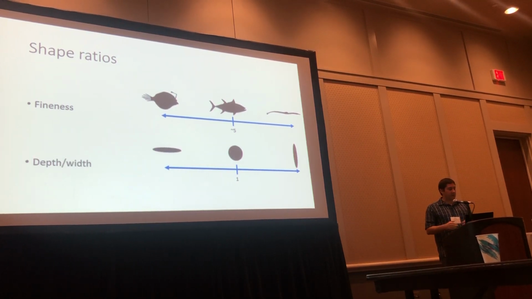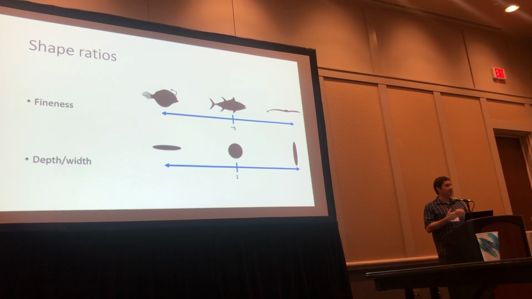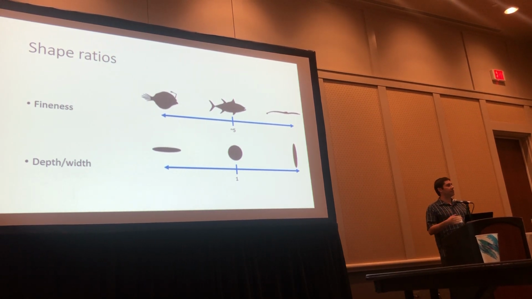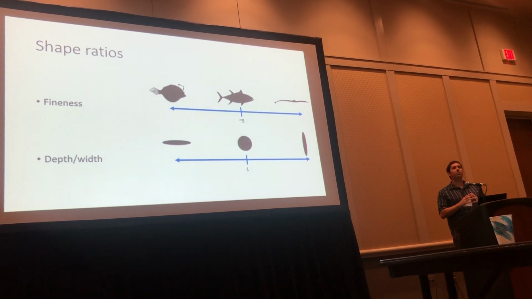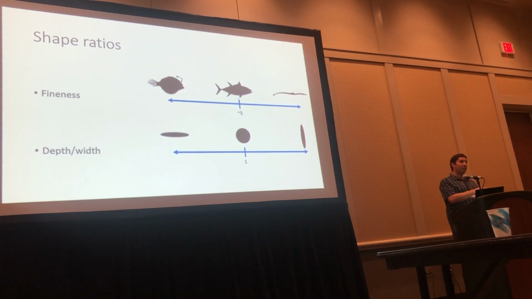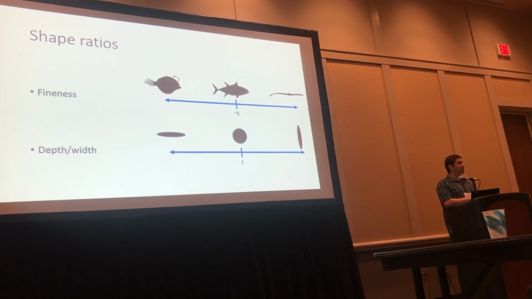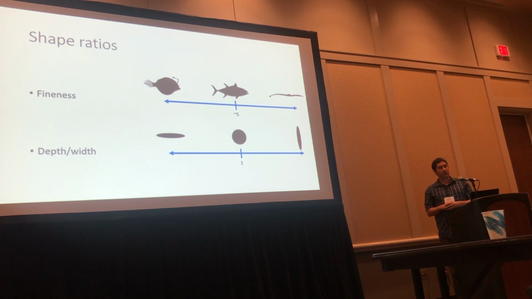And to address the cross-section of the fish, we calculated the depth to width ratio, which gave us an indication. If we have a ratio of 1, it's a circular cross-section. Below that, we're looking at dorsal ventral compression. Above that, we're going towards lateral compression.